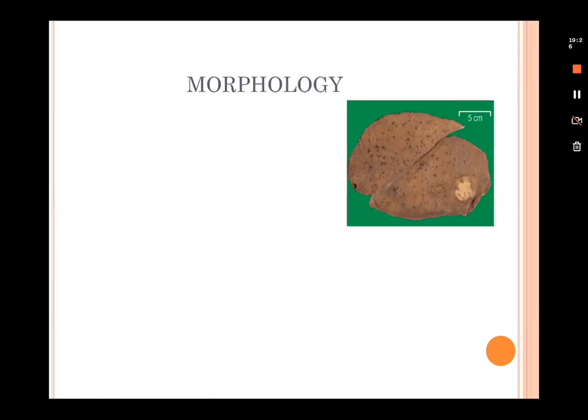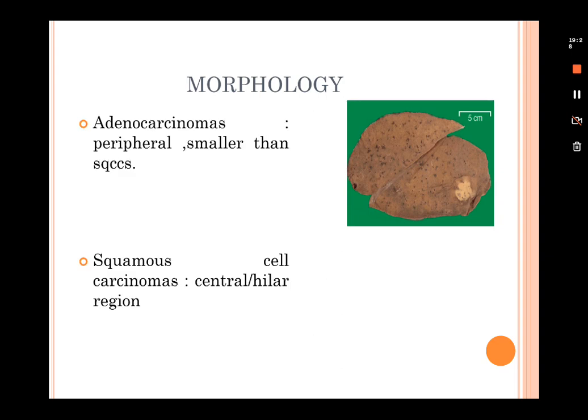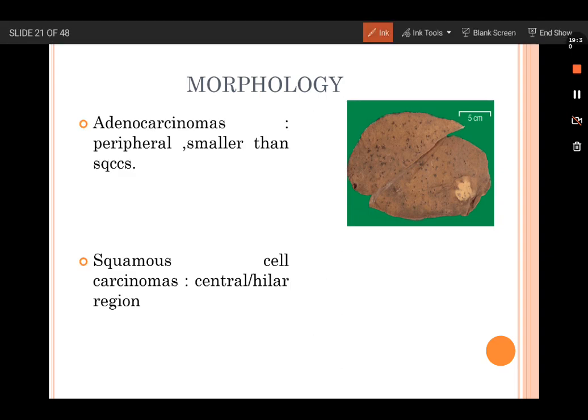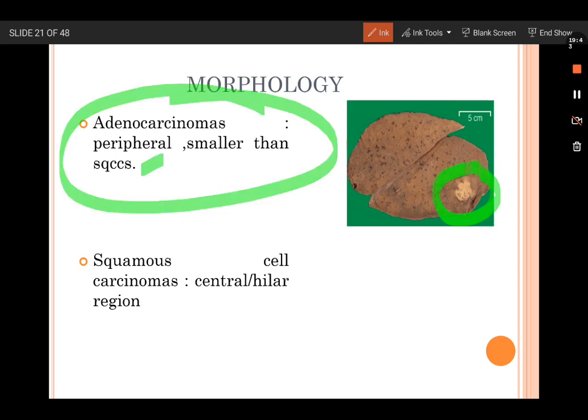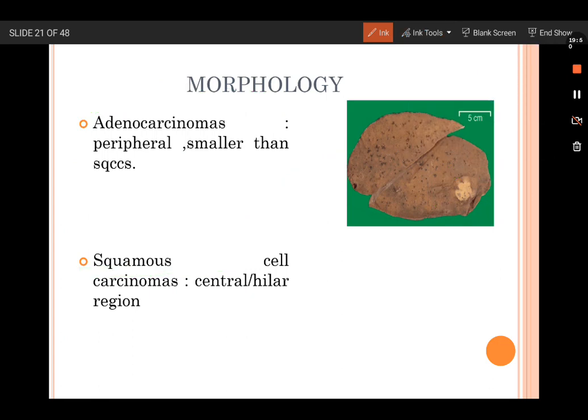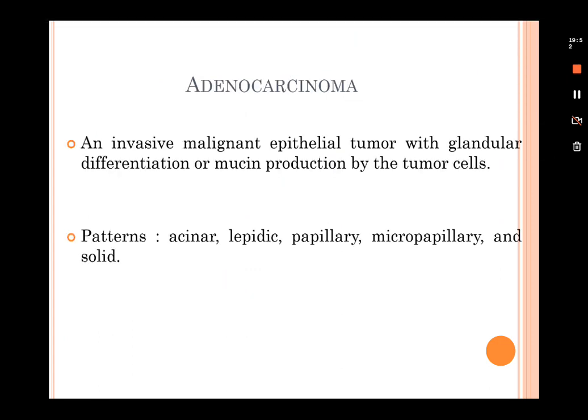Now coming to the morphology of adenocarcinoma. Here you see a lung. This is a lung cut in half, and these are not two lungs. This is one lung cut in half. This is a tumor that you see in the periphery, right? Adenocarcinomas tend to be peripheral and smaller than squamous cell carcinoma. Squamous cell carcinomas tend to be central or hilar in location. Coming to adenocarcinoma, it's an invasive malignant epithelial tumor with glandular differentiation.